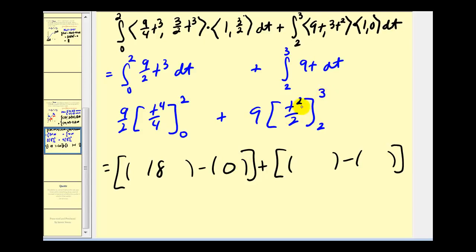Over here, when t is 3, we'll have 81/2. And then when t is 2, we'll have 18. So notice the 18 simplifies out, and the final result is also 81/2. So hopefully now you see the advantage of using the fundamental theorem of line integrals when you know the vector field is conservative. In part 2, we'll take a look at some more examples just using the fundamental theorem of line integrals. Thank you for watching.